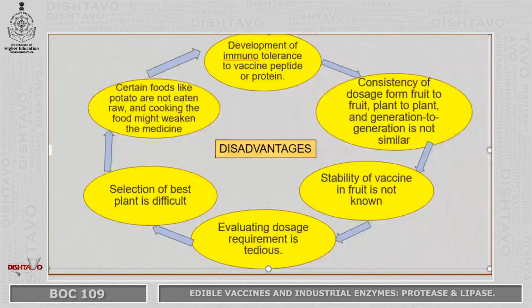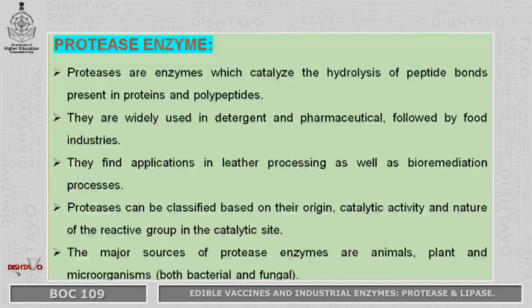But there are some disadvantages also, like development of immunotolerance to vaccine peptides or proteins. The consistency of dosage from fruit to fruit, plant to plant, or generation to generation is not similar. Stability of the vaccine in fruit is not known. Then evaluating dosage requirement is tedious, and selection of the best plant to be developed into an edible vaccine is difficult. So these are some of the disadvantages.